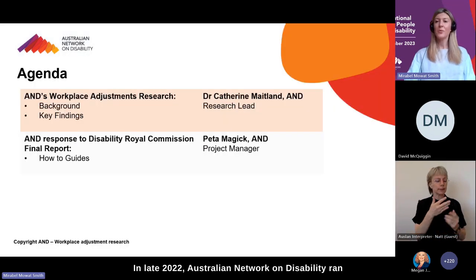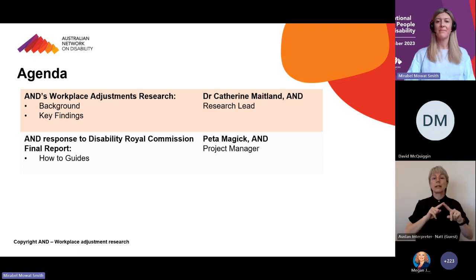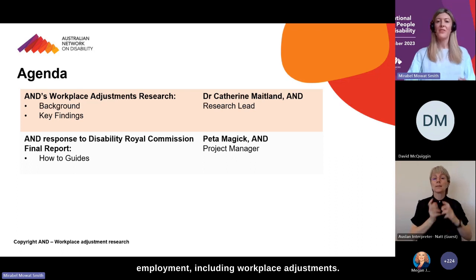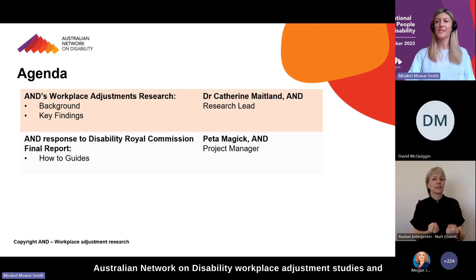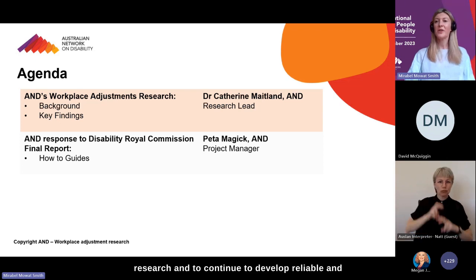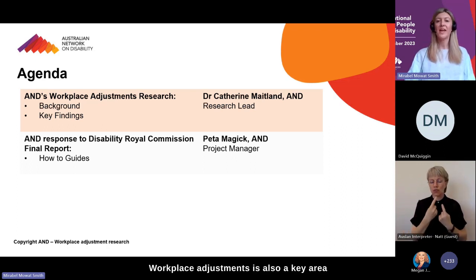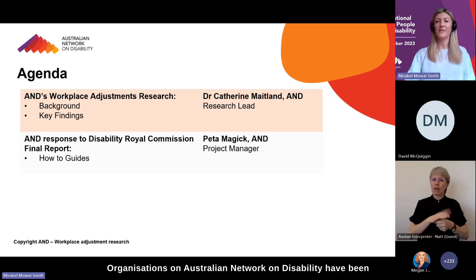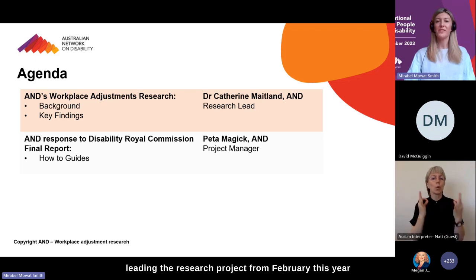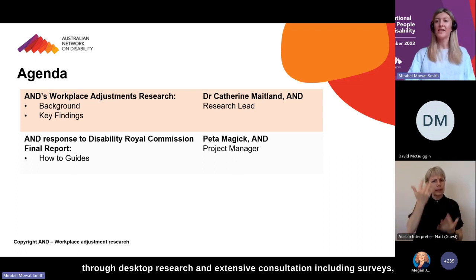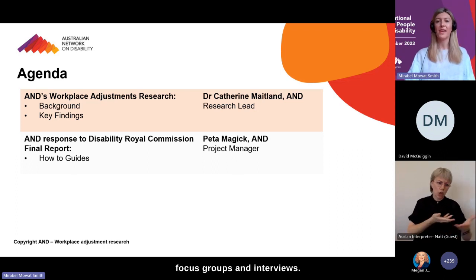Before I pass to Catherine Maitland, I wanted to take the opportunity to share some context to this project. In late 2022, Australian Network on Disability ran 3 member surveys on employment and disability. Recommendations from those survey findings included building in-depth qualitative research and case studies on specific aspects of employment, including workplace adjustments. This supported the opportunity to build on previous Australian Network on Disability workplace adjustment studies and research, and to continue to develop reliable and current Australian data and information. Workplace adjustments is also a key area that AND supports and consults with organisations on. Australian Network on Disability have been leading the research project from February this year to gather comprehensive information and data on adjustments through desktop research and extensive consultation, including surveys, focus groups and interviews.